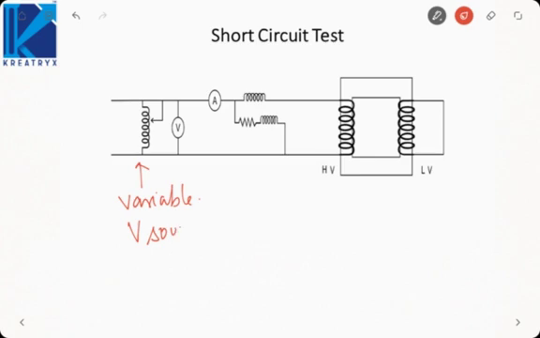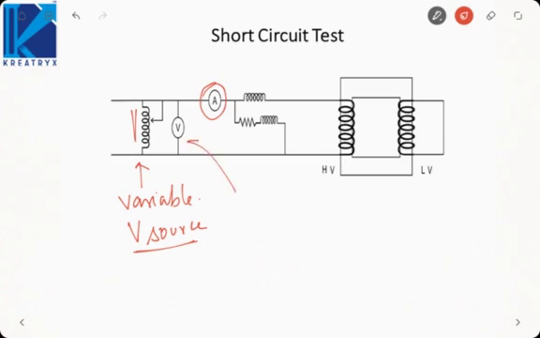Why have we connected a variable voltage source? We need to flow the rated current. So what we do is keep varying this voltage and record the current. As soon as this ammeter records the rated current, we will take the reading. Keep varying the input voltage until the ammeter records the rated current. As soon as the ammeter records the rated current, we will consider the readings of all the 3 meters.